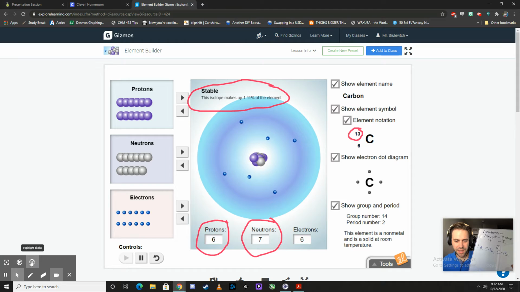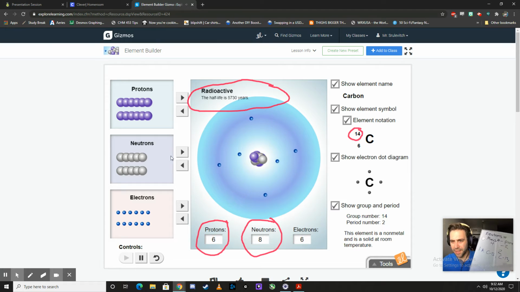Is there another stable isotope? I don't know. Let's find out. Add another neutron. No, this is radioactive. Do not write this one down. No. Let's go the other way. Carbon 11. That's radioactive? No. So only 2. Carbon 12 and carbon 13.